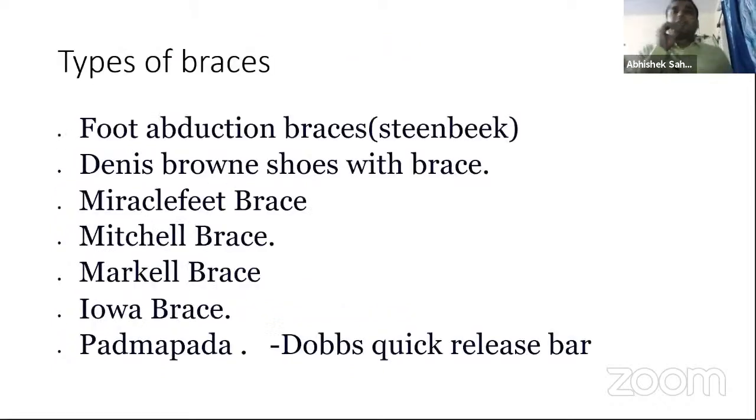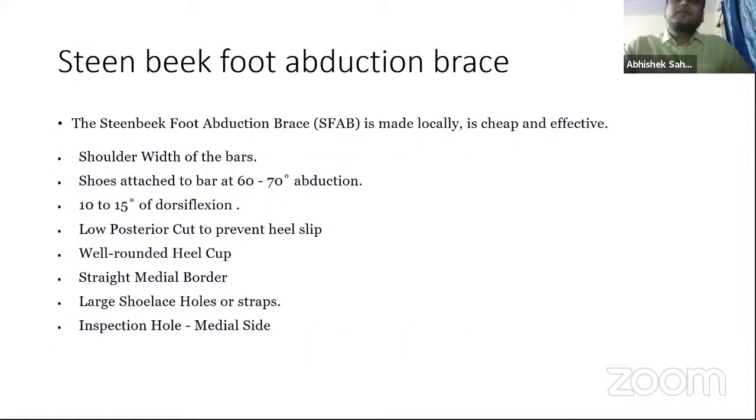Now we have different types of braces here. We have the foot abduction braces like Steenbeck, DB shoes with brace, which is our common practice, which we use commonly in our practice. We have the Miracle Fit brace, the Mitchell, Markle, Iowa, and I'll be also talking not exactly about the braces, but also about a bit of the Padmapada, which was developed in our centers, and the Dobbs quick release bar, which is a recent innovation.